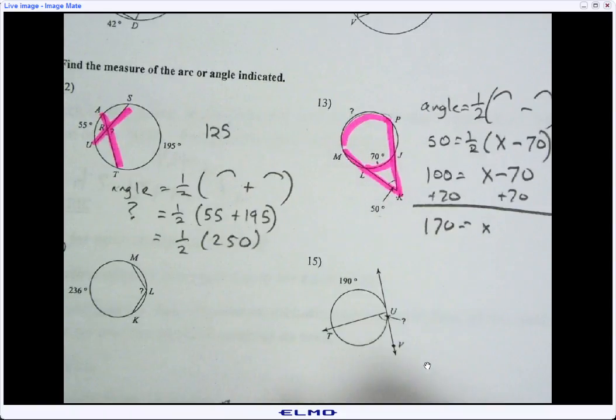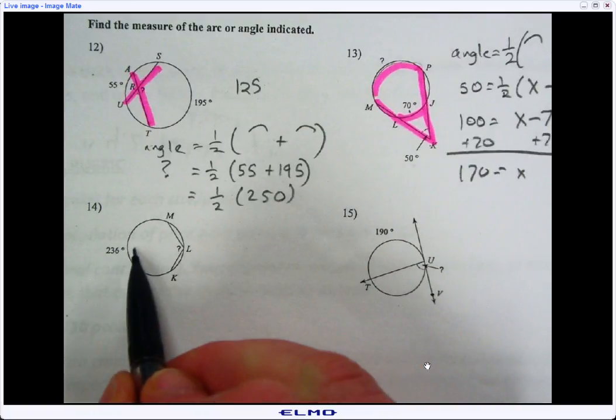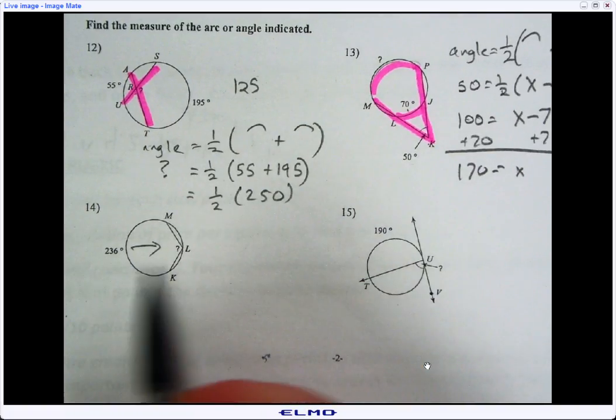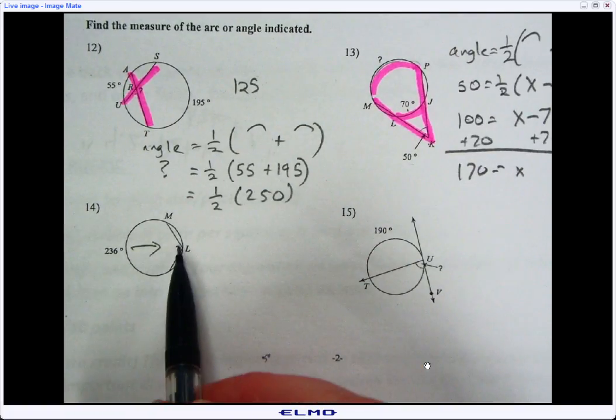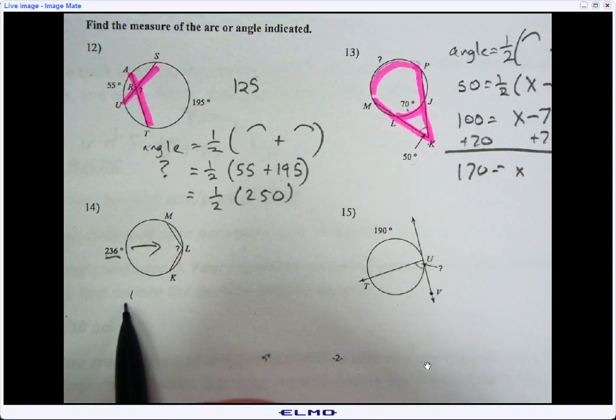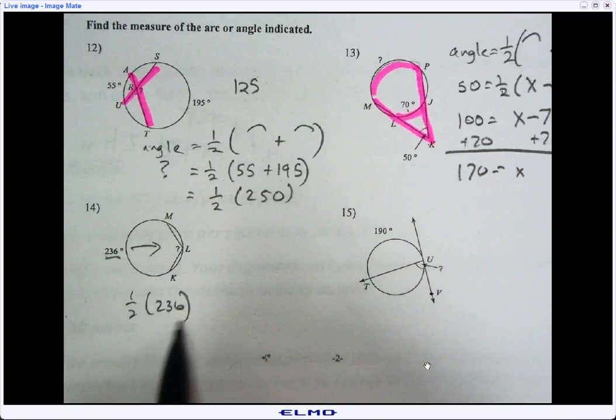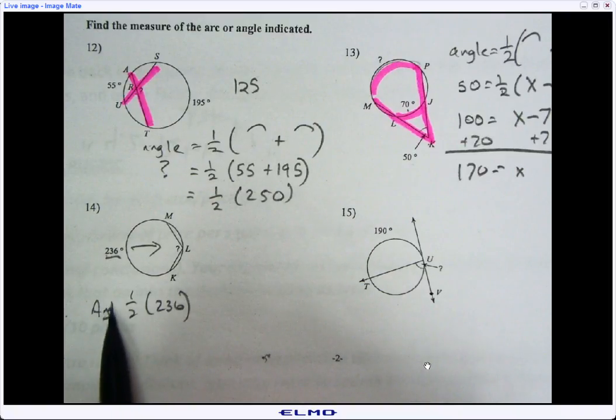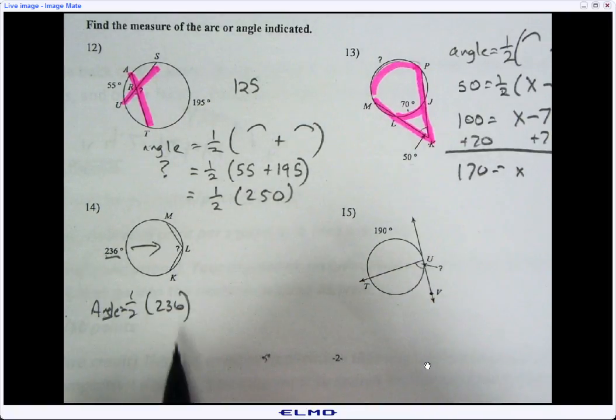Okay, we'll keep going here. Straightforward. Snuck in an inscribed angle in there, but it is on the circle. So it's half of 236. So if you want to follow the rule, the angle is half of the arc. So that's 118.